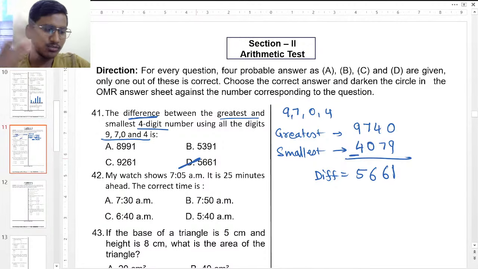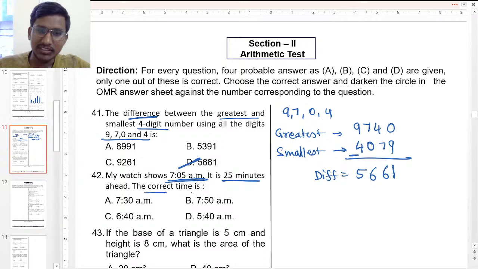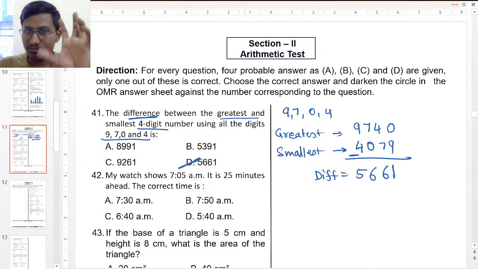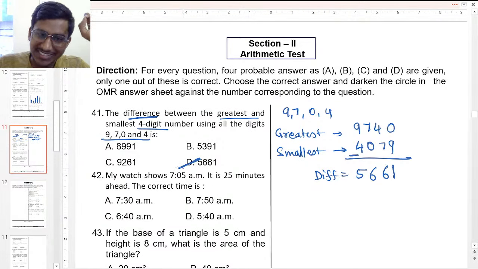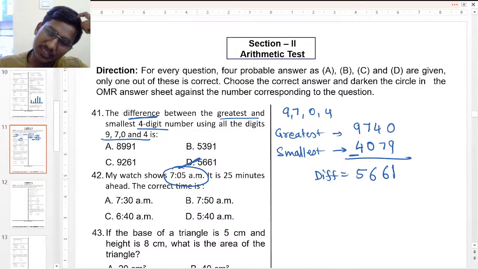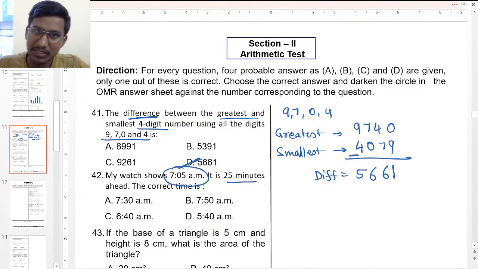Yes, many of you are typing. Very good. So let us go to the next, question 42. See here. My watch shows 7:05 a.m. It is 25 minutes ahead. We have to find the correct time. It is 7:05 a.m. and it is 25 minutes ahead, which means we have to go back.